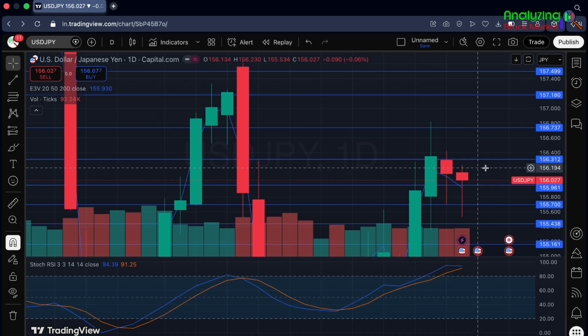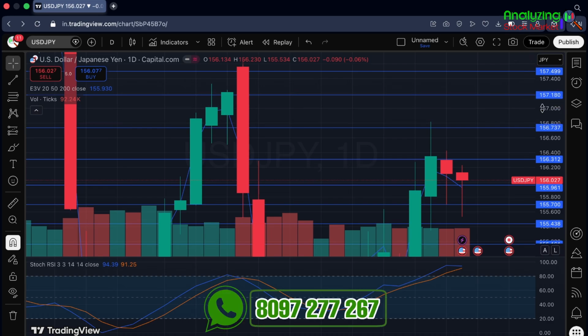So let's now talk about the closing. 156.027 is the closing, and the direct support is 155.961. Direct resistance is 156.312. After direct support, there is a support of 155.700 and then 155.438. After direct resistance, there is a resistance of 156.737 and then 157.80. So these are two important support zones and resistance zones which will help you to take better stop loss and target levels for this week.